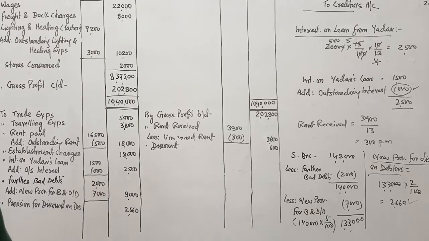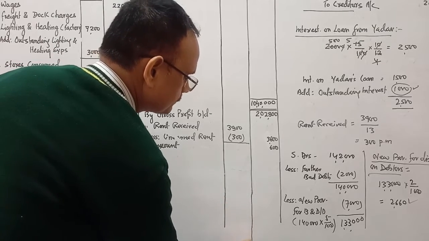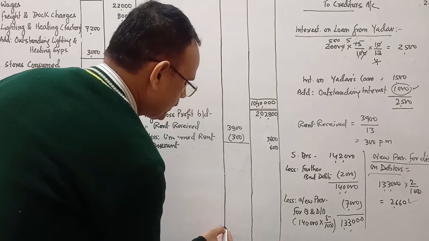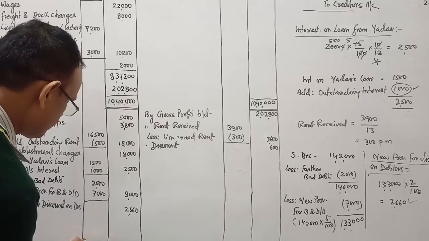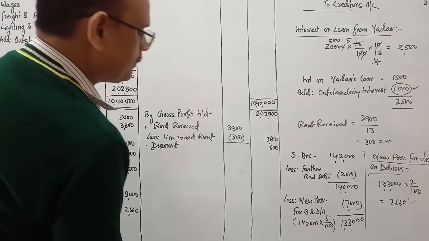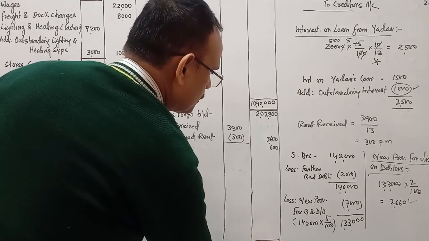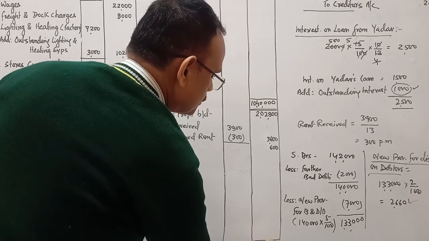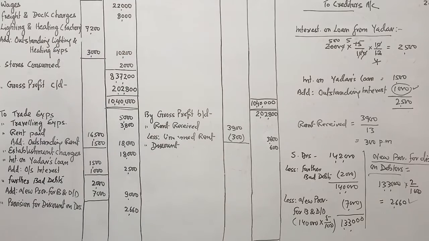Now we'll see which side total is more and which side total is less. First, credit side total is more than debit side total, so we'll do the total of credit side first. The credit side total is 2,07,000. And now you see the total of the debit side.